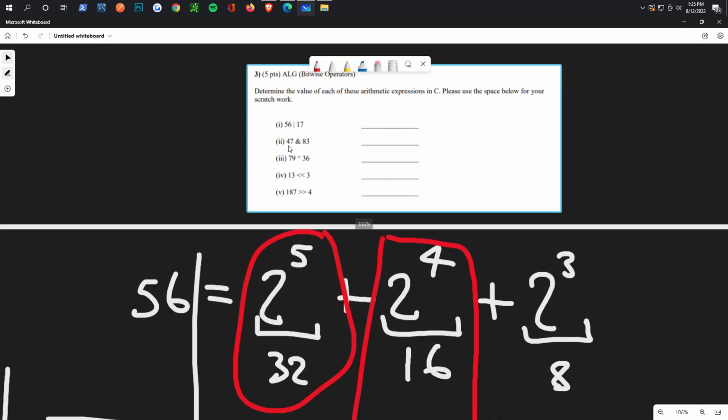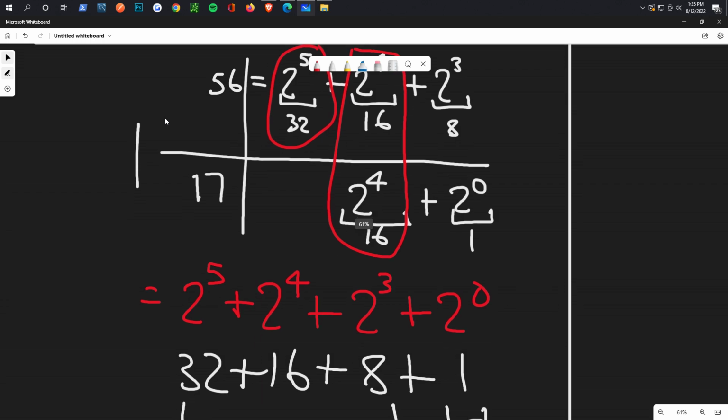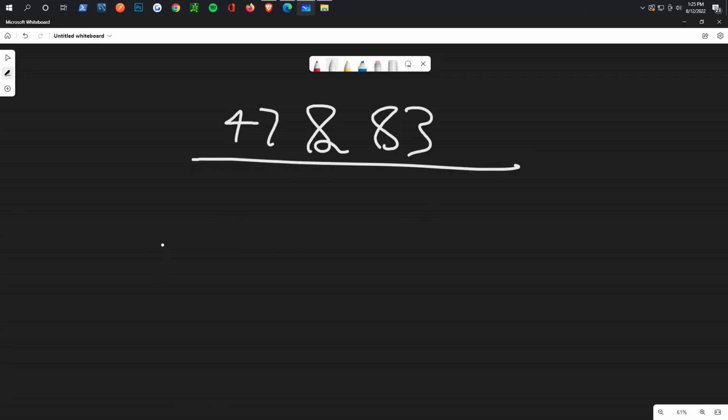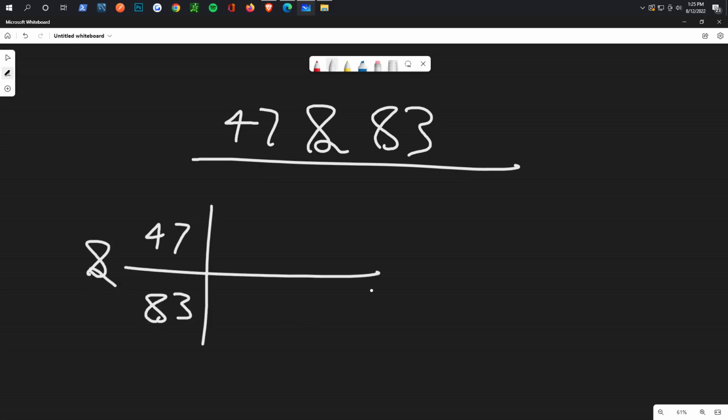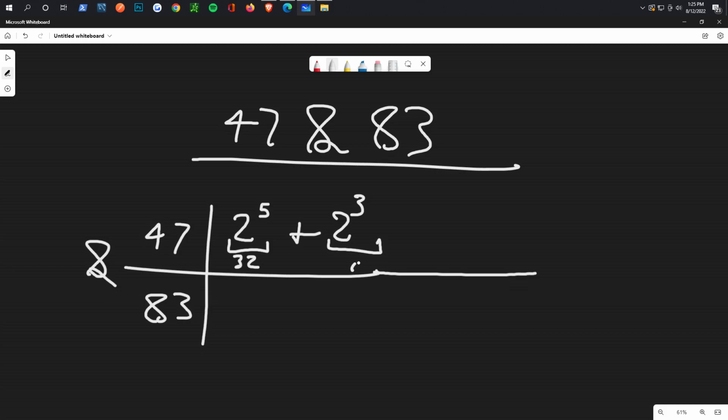So let's do the next one, 47 and 83. Let's just set it up. The biggest power of 2 that fits into 47 is 32. This is 32 plus, and if we do 16, we'll have 32 plus 16, which is 48. So we can't fit that. We have to go down to 2 to the 3. It's going to be 8.